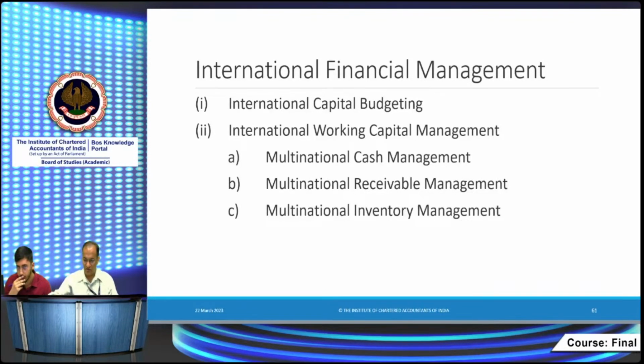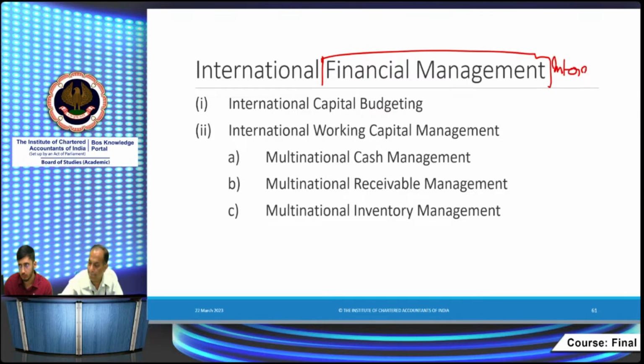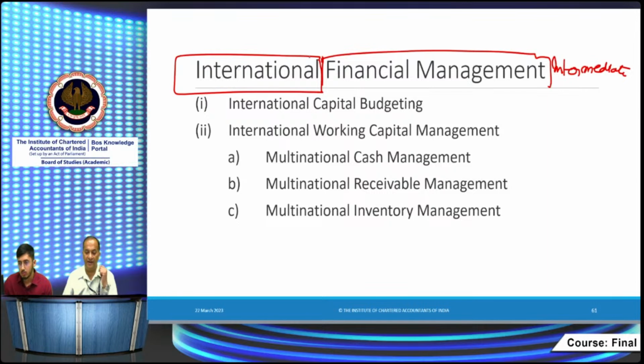Now student, this topic is basically a combination of your two topics, because you have discussed the topic of financial management at your intermediate level. Here an international flavor has been added. So we can say that forex plus financial management becomes international. Whatever we have covered and discussed in financial management shall be covered here, viewed from the aspect of foreign exchange.